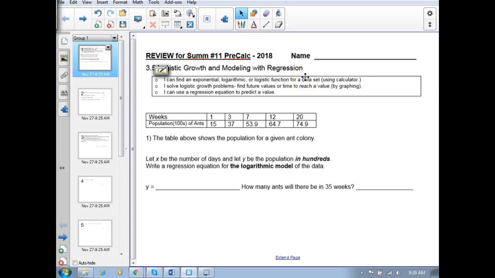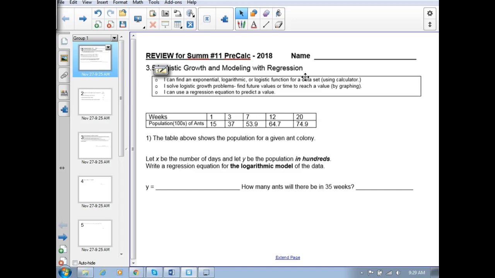All right, so our first question on the review is asking you to enter your data into your stat part of your calc, into your lists, and then it's going to be really clear as to what kind of regression you're supposed to come up with. It'll be the same way on the test. Now, I'm not saying it's the same kind of regression. You're going to have to choose carefully when you're in that menu.